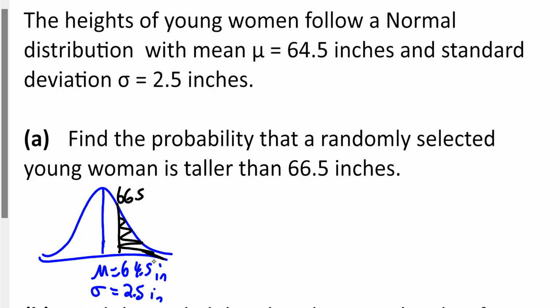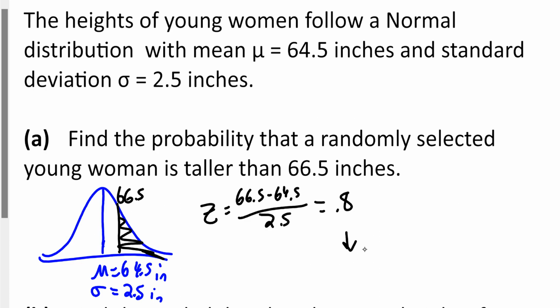So this is just typical find your z-score. Okay, get 0.8. Go to your table. It's going to be 1 minus, or you can use symmetry, but the probability that z is greater than or equal to 0.8 is 0.2119. So a 21.19% chance.